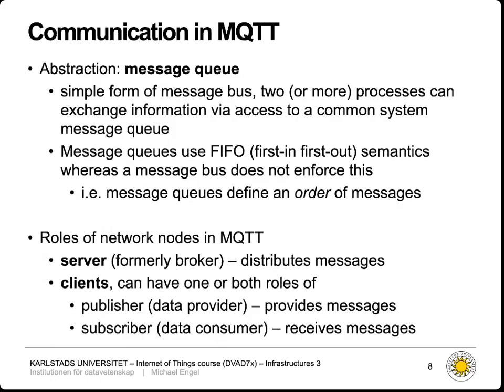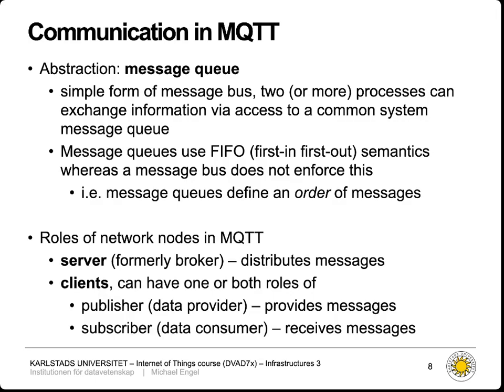So how does communication in MQTT work? The abstraction MQTT uses is a message queue. We've seen a message bus before, and a message queue can actually be described as a simplified form of a message bus. In a message queue, two or more processes can exchange information via access to this common message queue on a system. This can be realized over a distributed system, over wired or wireless networks.